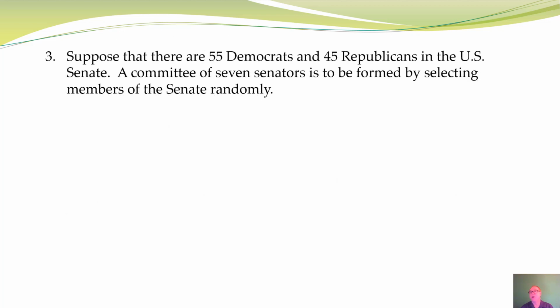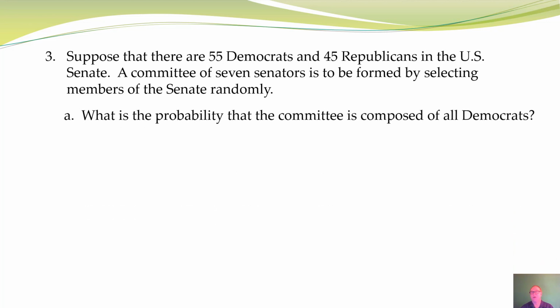Now, this is a more complicated problem. Suppose that there are 55 Democrats and 45 Republicans in the U.S. Senate. A committee of 7 senators is to be formed by selecting members of the Senate randomly. So, what is the probability that the committee is composed of all Democrats? Remember, we're picking them randomly. So the first thing we have to do is, all Democrats implies no Republicans.